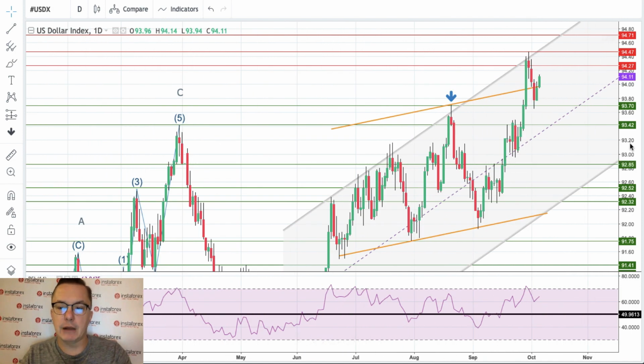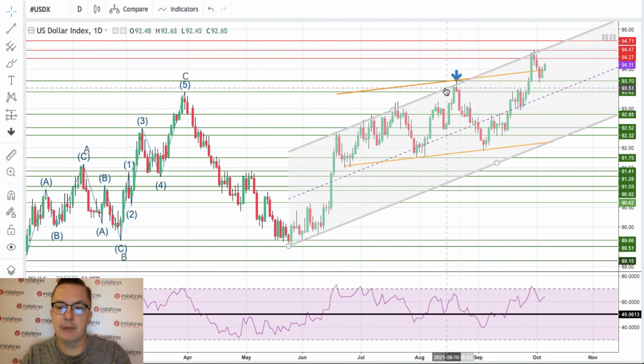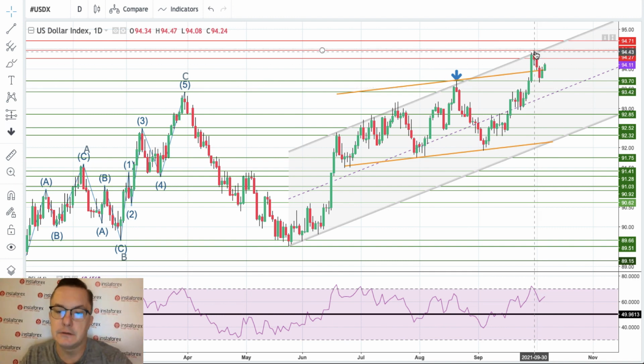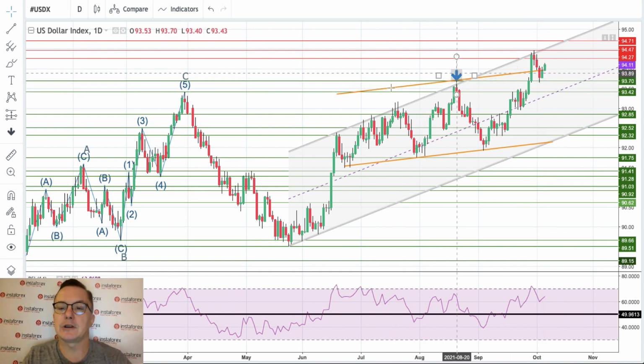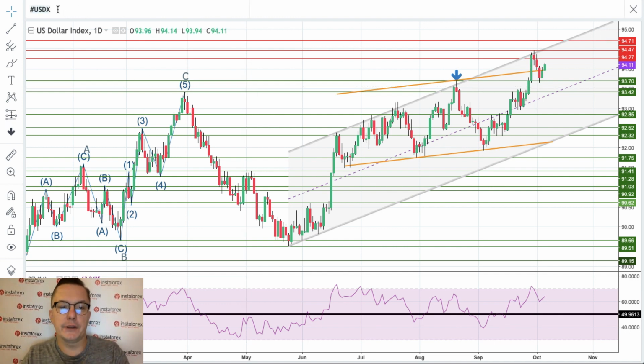If we zoom out, we can see that just recently we hit the upper channel line. We didn't actually break too much above it, but we are trading above the short-term channel as well, the orange line, and it looks like we will be heading higher very quickly. The key short-term technical support is still located at 93.70. This is the key level for now on the US dollar index.